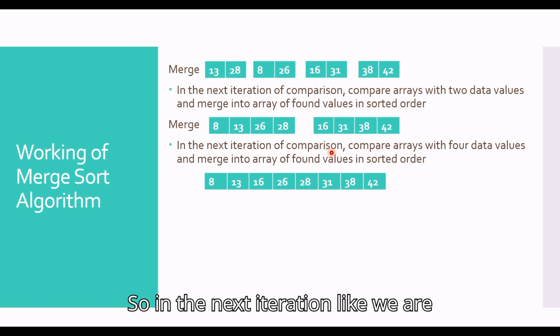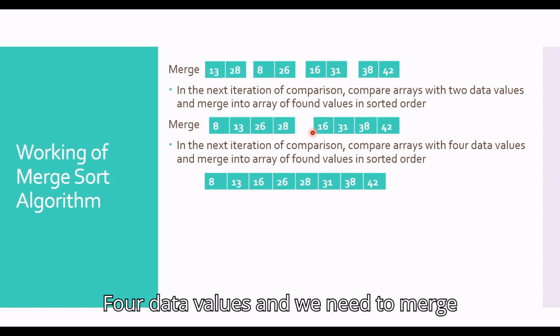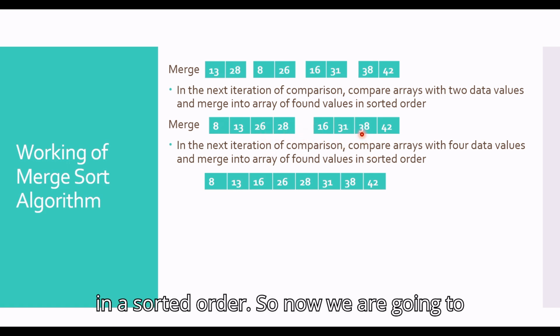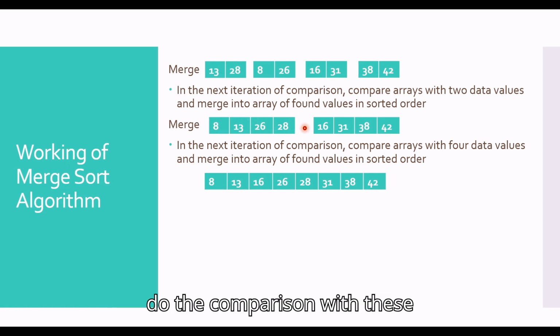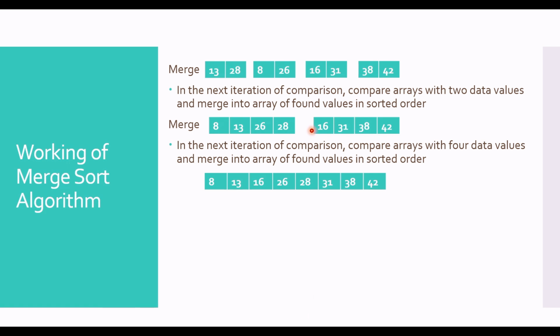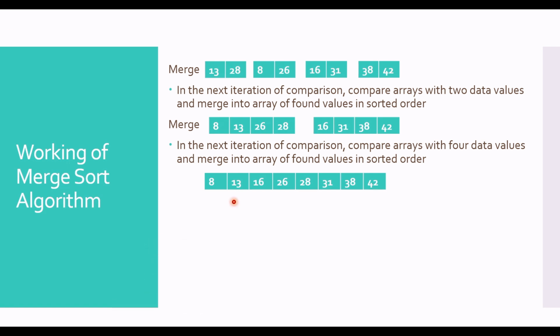So in the next iteration, we are going to compare arrays with four data values and merge them into an array of eight values in sorted order. Now we are going to do the comparison with these two subarrays, which are already sorted, and then we are going to get the final result like this: 8, 13, 16, 26, 28, 31, 38, 42.